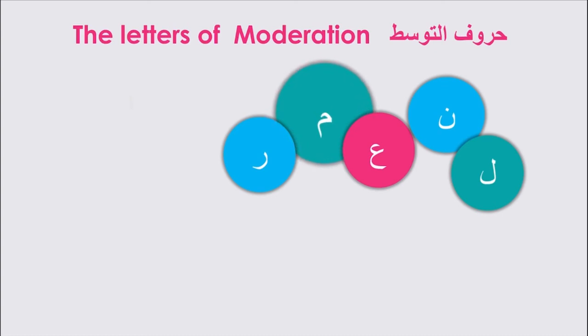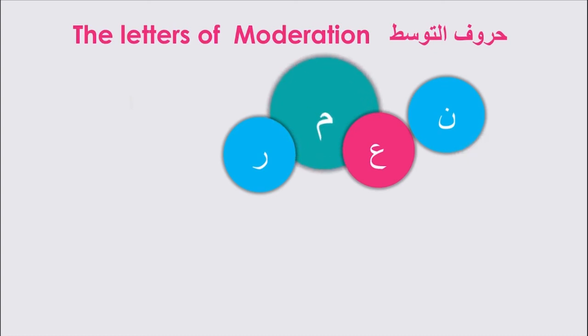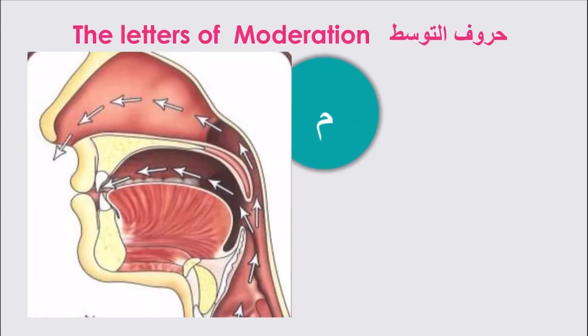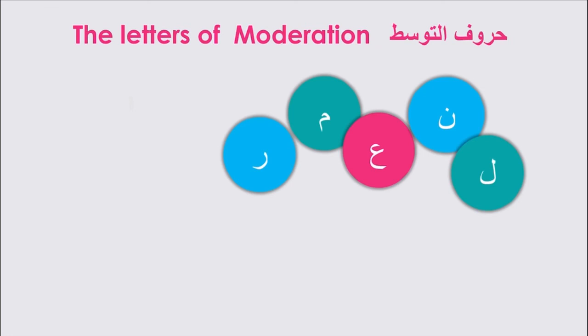The next letter is meem, and meem is exactly like noon, okay? Part of the sound is kept inside the mouth while the lips are closed, and the other part of the sound escapes through the nose. So this is the tawassut for meem. Tawassut for meem is that some of the sound is kept inside the mouth and the other half is running through the nose, through the nasal passage.